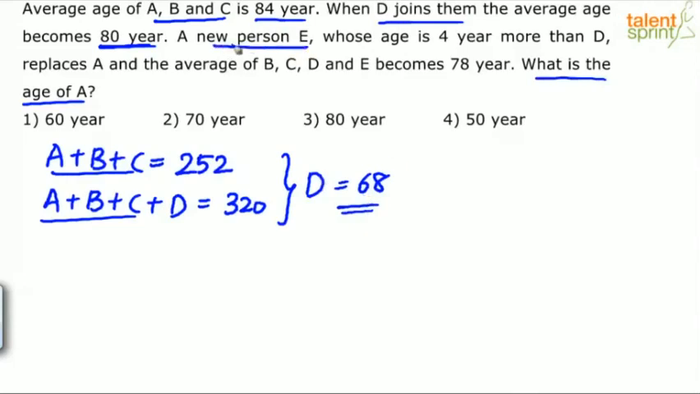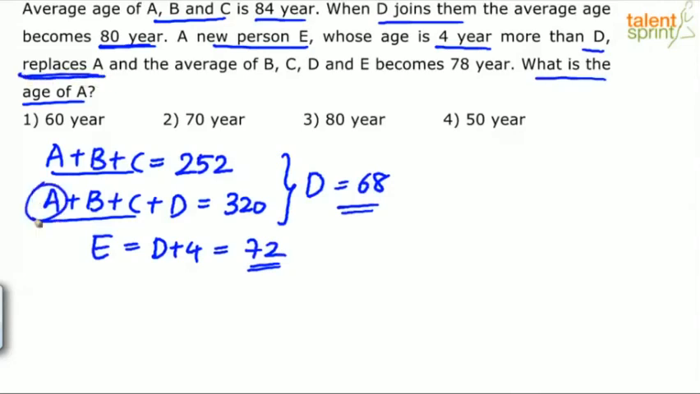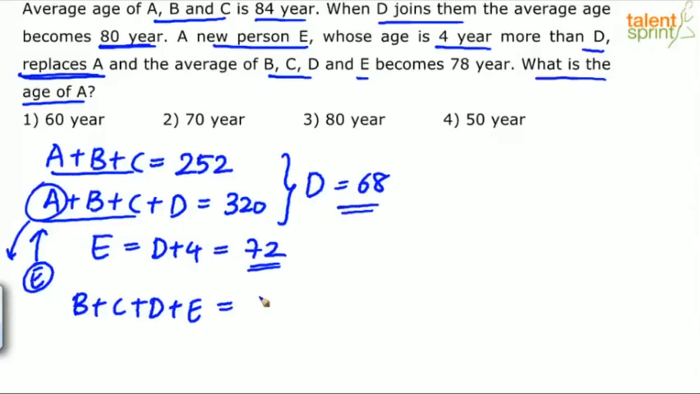Next point, a new person E whose age is 4 years more than D. So a new person E joins whose age is D plus 4. So how much will that be? 68 plus 4? 72 years. He replaces A. So A will be gone and E will join the group. And now the average of B, C, D and E becomes 78 years. So B plus C plus D plus E will become what? 78 years. So their sum should be 78 into 4. Yes or no? How much is 78 into 4? It will be 312. Yes or no? 312. He's asking us to find out the age of A.